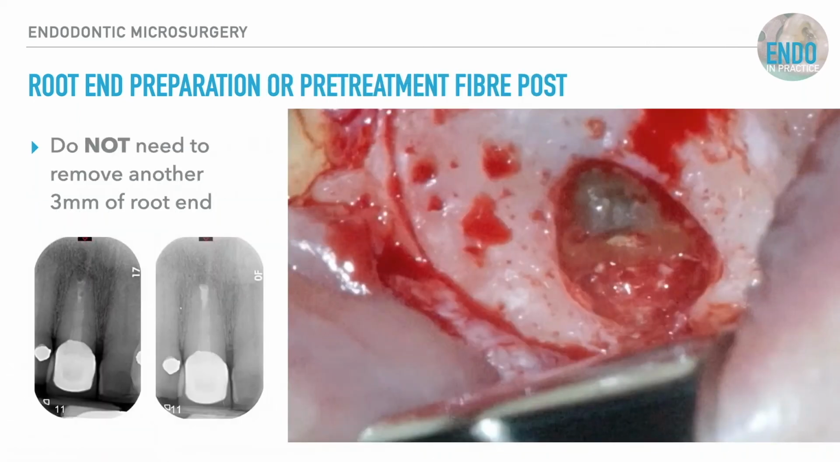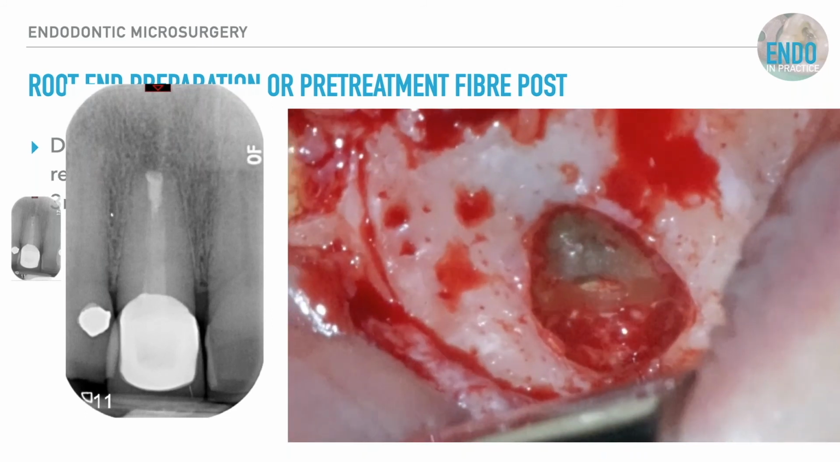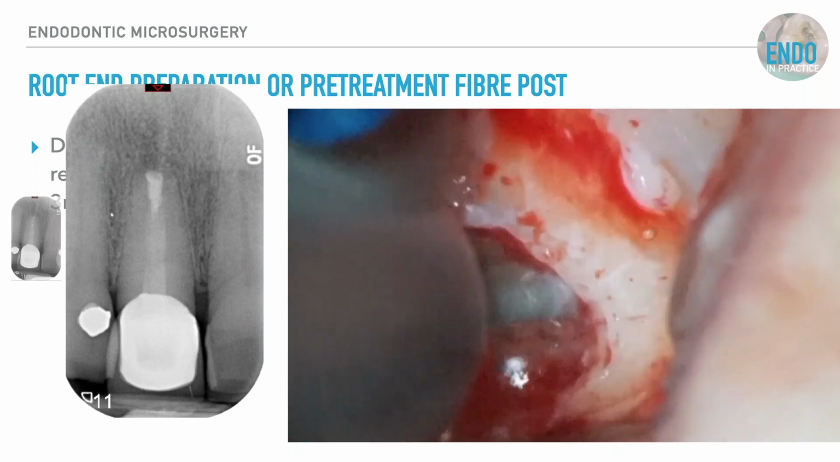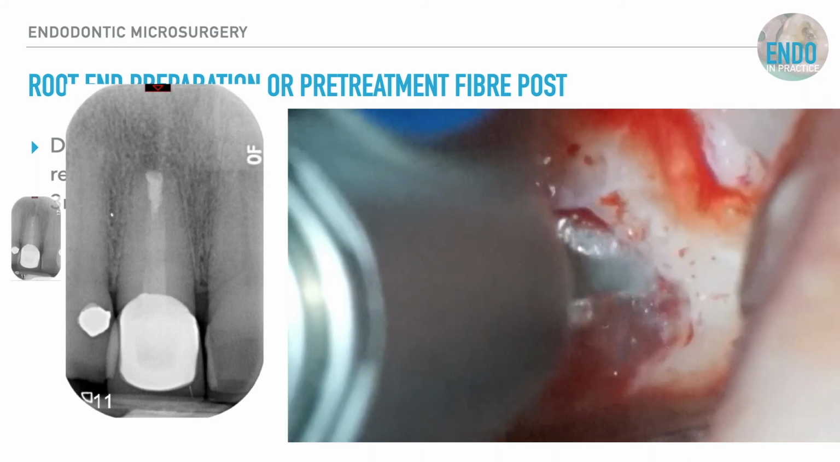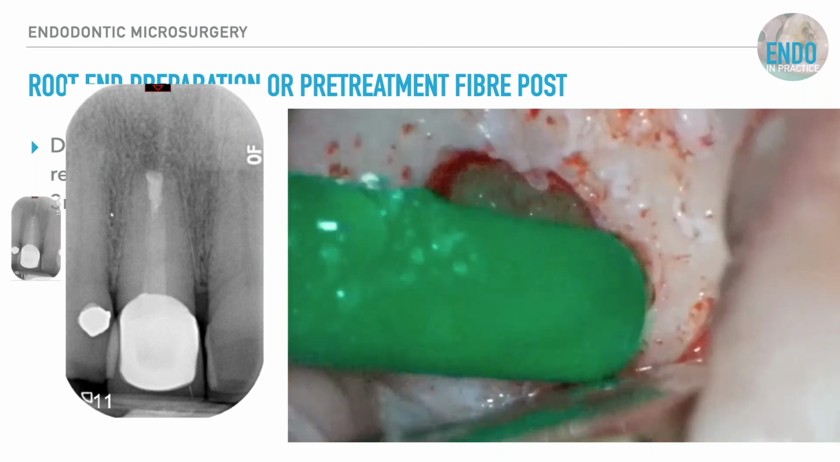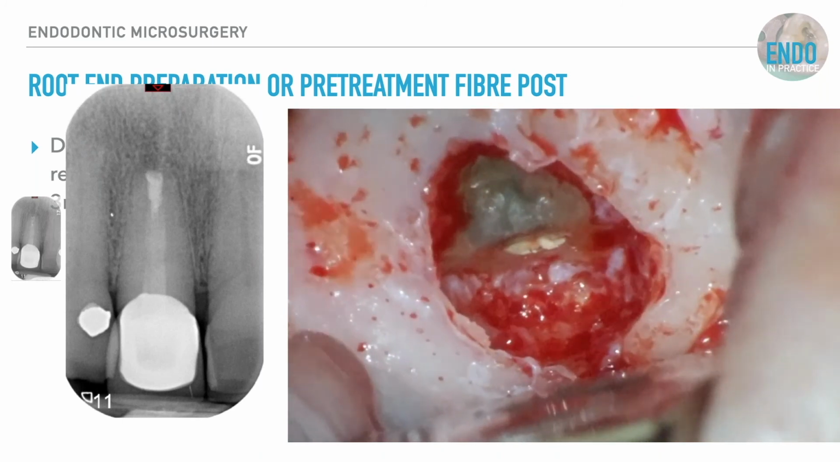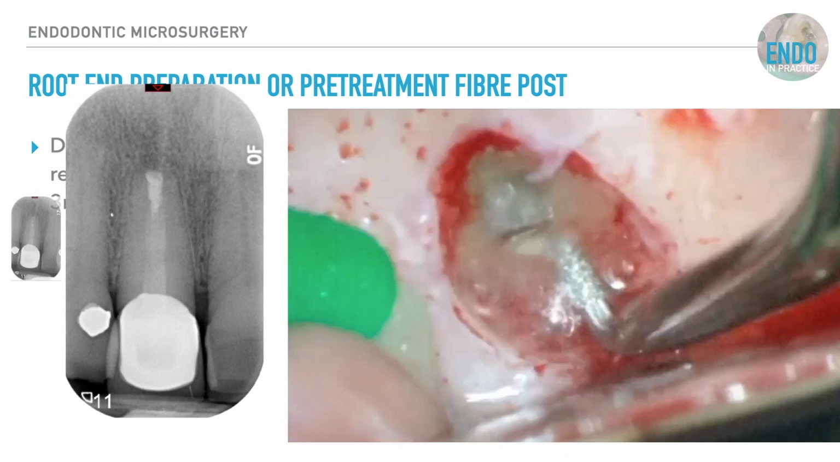Now, just a quick point on endodontic surgery the second time round. There is no need to resect another 3 millimeters, all right? Once you've resected the 3 millimeters, you've got rid of all those little accessory canals, so there's no reason to resect a further 3 millimeters.